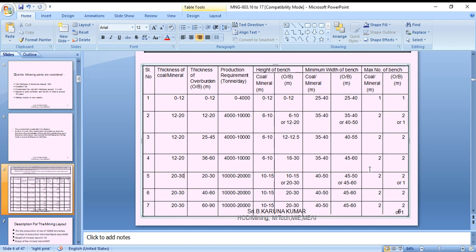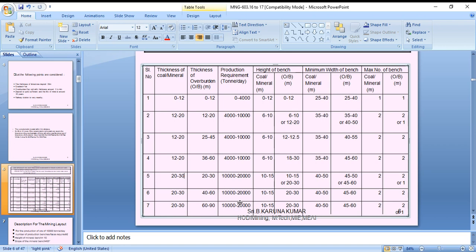So 2 and 2 benches is almost 4 benches, around 4 benches as far as our problem is concerned. Following the layout problem, you can have 2 or 1 OB benches and 2 limestone benches forming as far as the mineral is concerned. Similarly, another 2 conditions are also given.